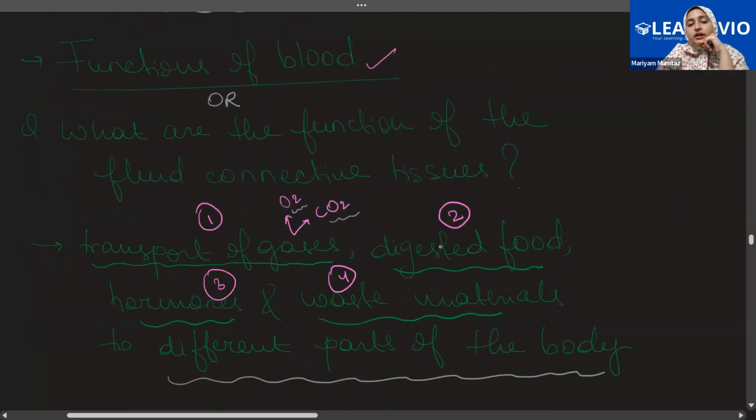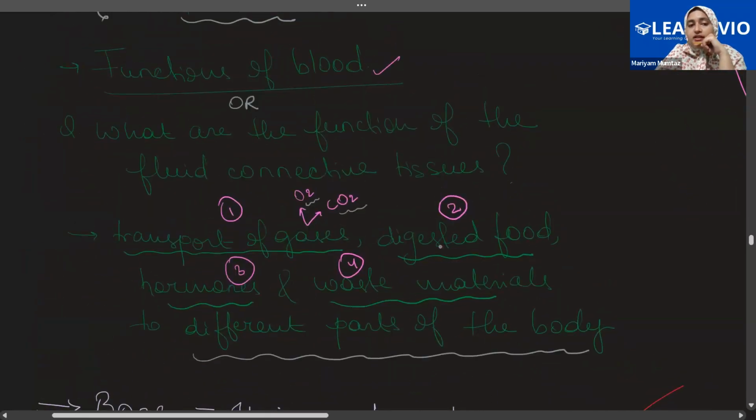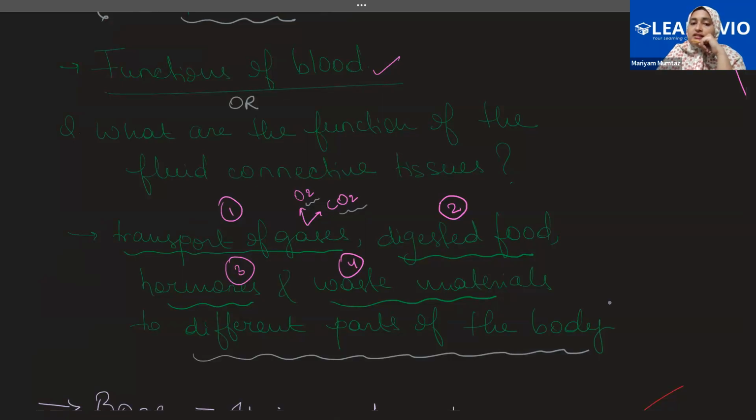Now moving forward, talking about the functions of the blood. So we know that since blood is a fluid connective tissue, it is going to connect different parts of the body. And how will it connect? It will be responsible for the transportation of stuff, right? Variety of stuff. So it is responsible for transportation of gases. The first most important use of blood is the transportation of gases, that is oxygen and carbon dioxide. Both of these gases are transported with the help of the fluid connective tissue, that is blood.